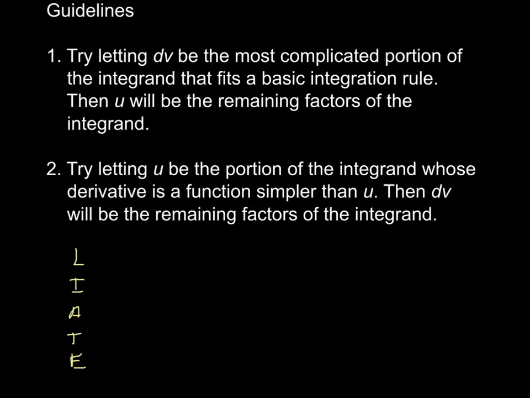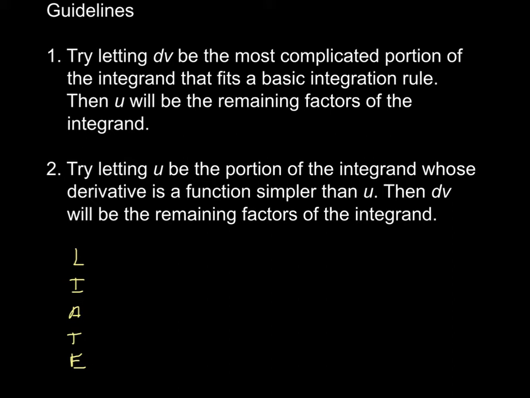We have a couple basic guidelines for trying to set this up correctly. The first one, which they talk about in the book, is we're going to let dv be the most complicated portion of the integrand that fits a basic integration rule. So we're going to look at that integrand, take as much as we can, and let that be dv. But it must fit a basic integration rule. We can't just pull it all over there and, if it doesn't fit, say oops, try something else. We have to make sure it fits that basic integration rule. Then u is going to be all the remaining factors of the integrand.